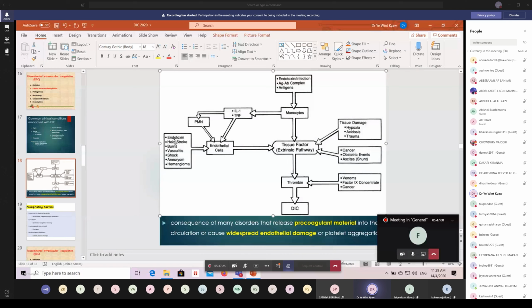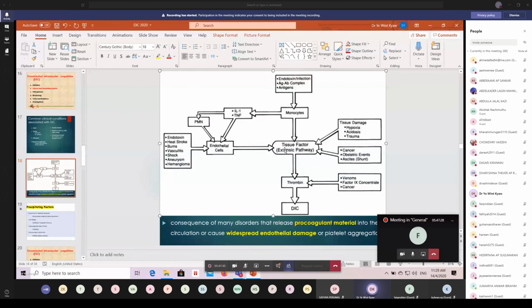Vasculitis can cause endothelial cell injury, and this can cause tissue factor activation. This can cause DIC. This is just for knowledge only. These are precipitating factors. Another one, pathogenesis. You need to know this one.